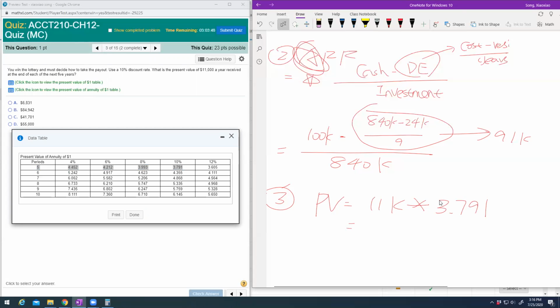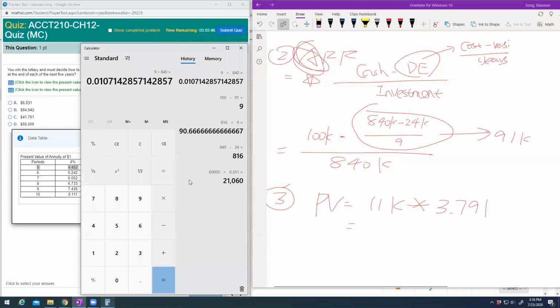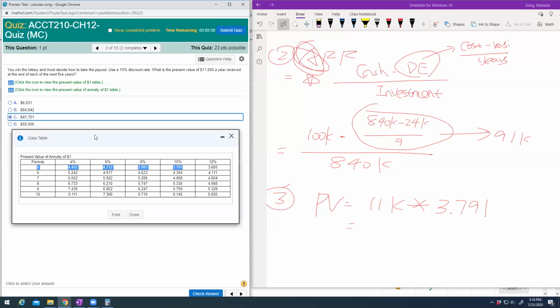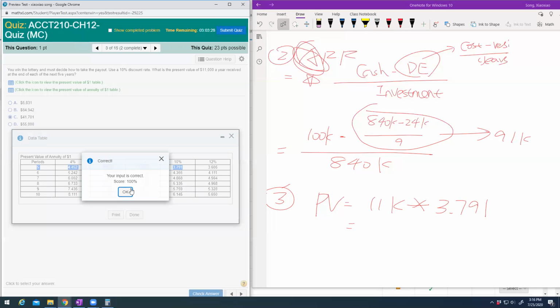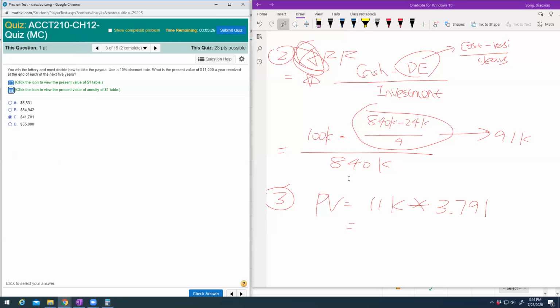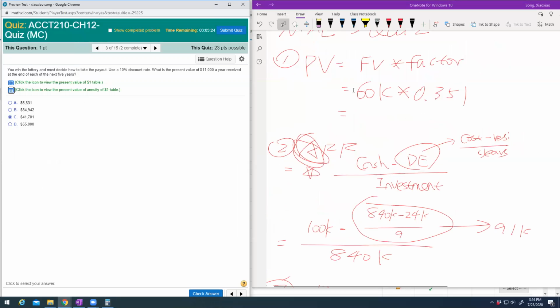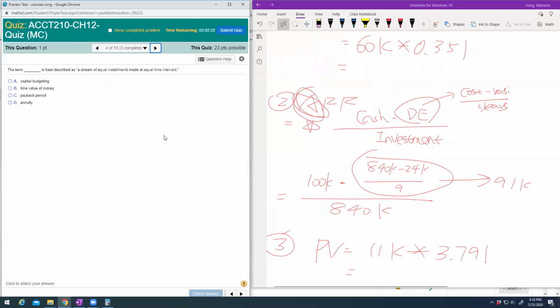And then I think I need a calculator. I'm smart, but I still need a calculator. Anyway, 11,000 times 3.791 gives me 41,701. Oh yeah, I'm right. So you can see annuity and the one-time amount are different. Make sure you got the right answer.